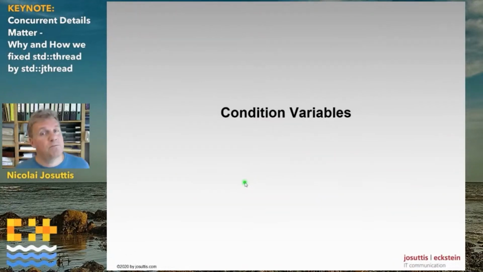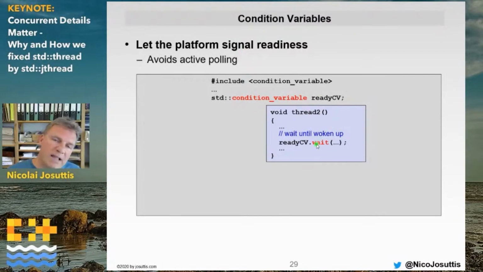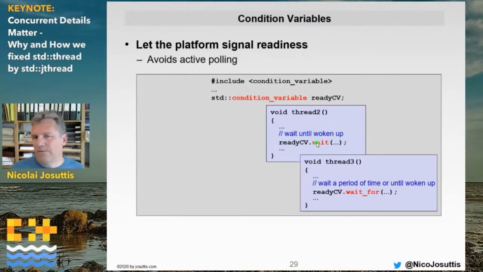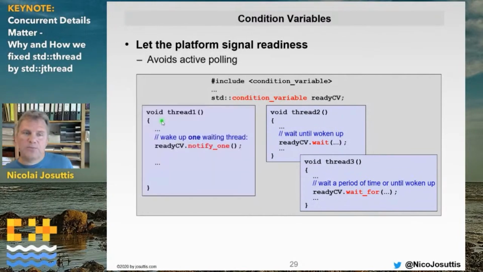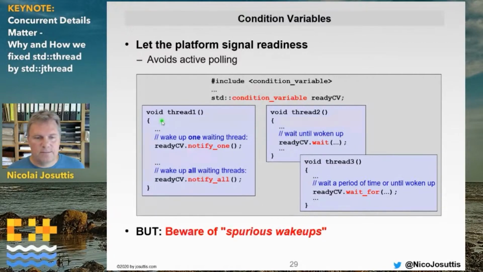However, we wanted to have support for condition variables. And condition variables are a mechanism, for those who don't know, that lets the platform have platform support to wake us up. So when we are in a thread and we wait for something to happen, we can just call wait on the condition variable, or wait_for, which is a timed wait call. And then another thread can do something, and once it's ready, it can notify one or all of the other threads. There's one problem though, spurious wake-ups.